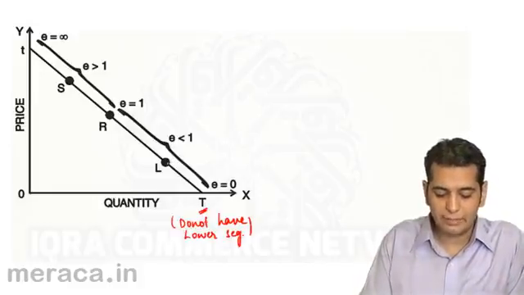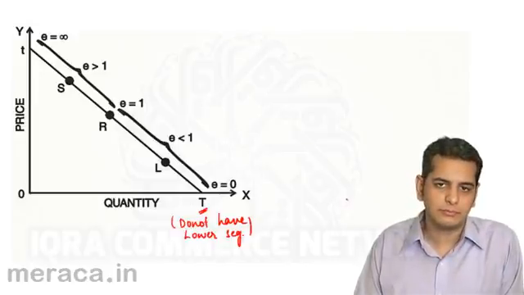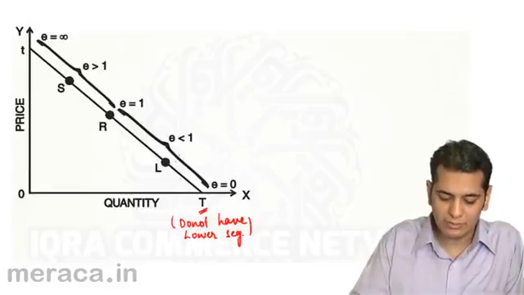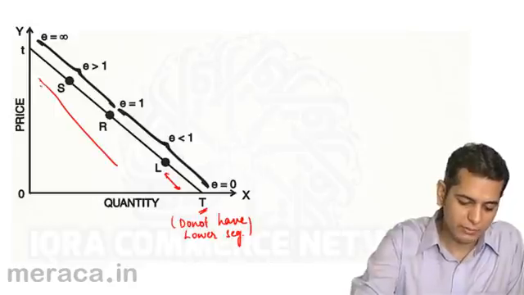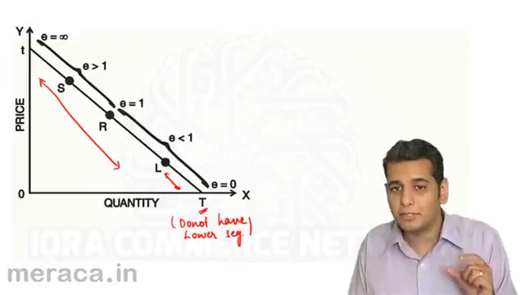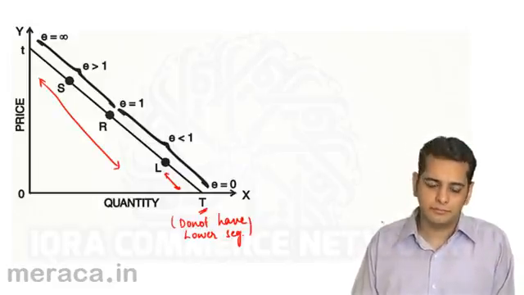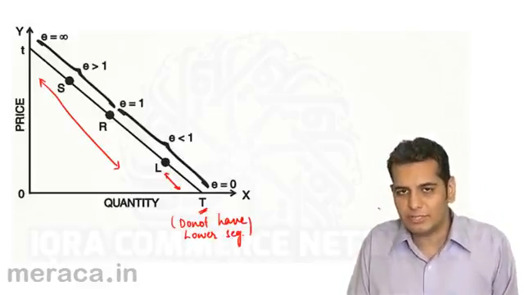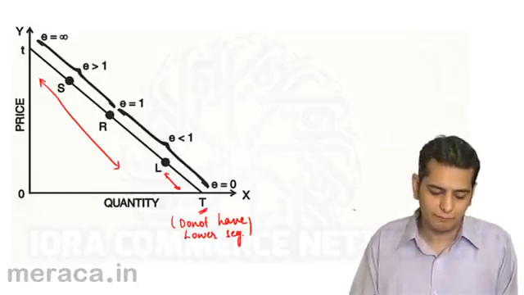The elasticity at point L will always be less than 1. Why? Because at point L, the lower segment will always be shorter than the upper segment. So a smaller number divided by a bigger number will always give you a result of less than 1. So at any point which is nearer to the x-axis, the elasticity of demand will be less than 1.